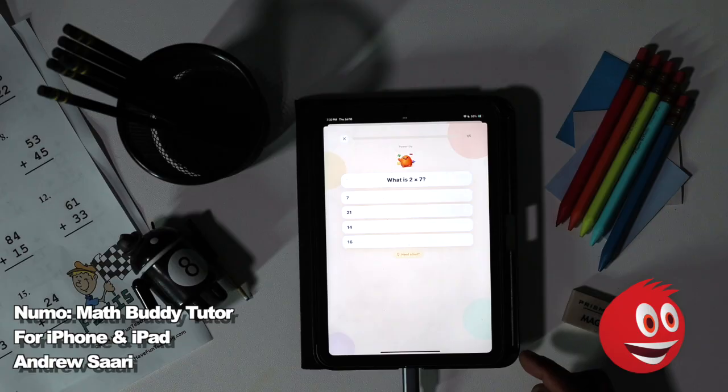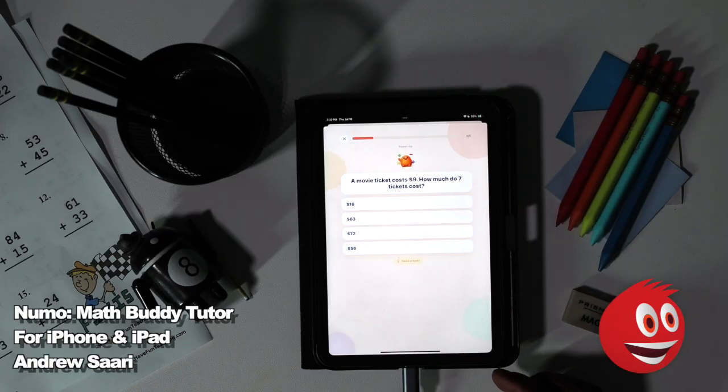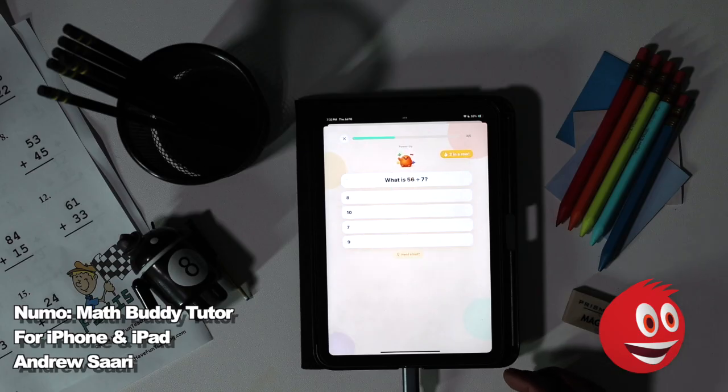We're going to go back. What is 2 times 7? We'll select correct answers this time. A movie ticket costs $9. How much do 7 tickets cost? So of course, you're doing 9 times 7. We'll go with that. All right, another correct answer. What is 56 divided by 7? All right, and so we're going to select that, and we have 3 correct answers.